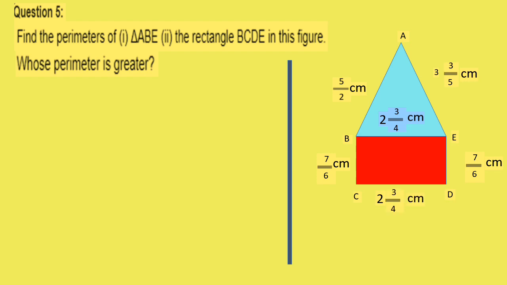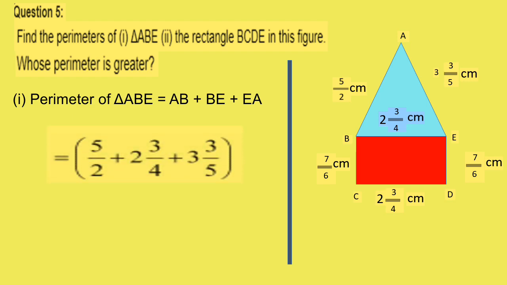Okay, so in the first question we have to find the perimeter of triangle ABE. Perimeter is nothing but the addition of all the sides. So here in the triangle there are 3 sides, so I am going to add all these 3 sides. The perimeter of triangle ABE is equal to AB plus BE plus EA. So I have written the values 5 by 2 plus 3 by 4 plus 3 by 5.